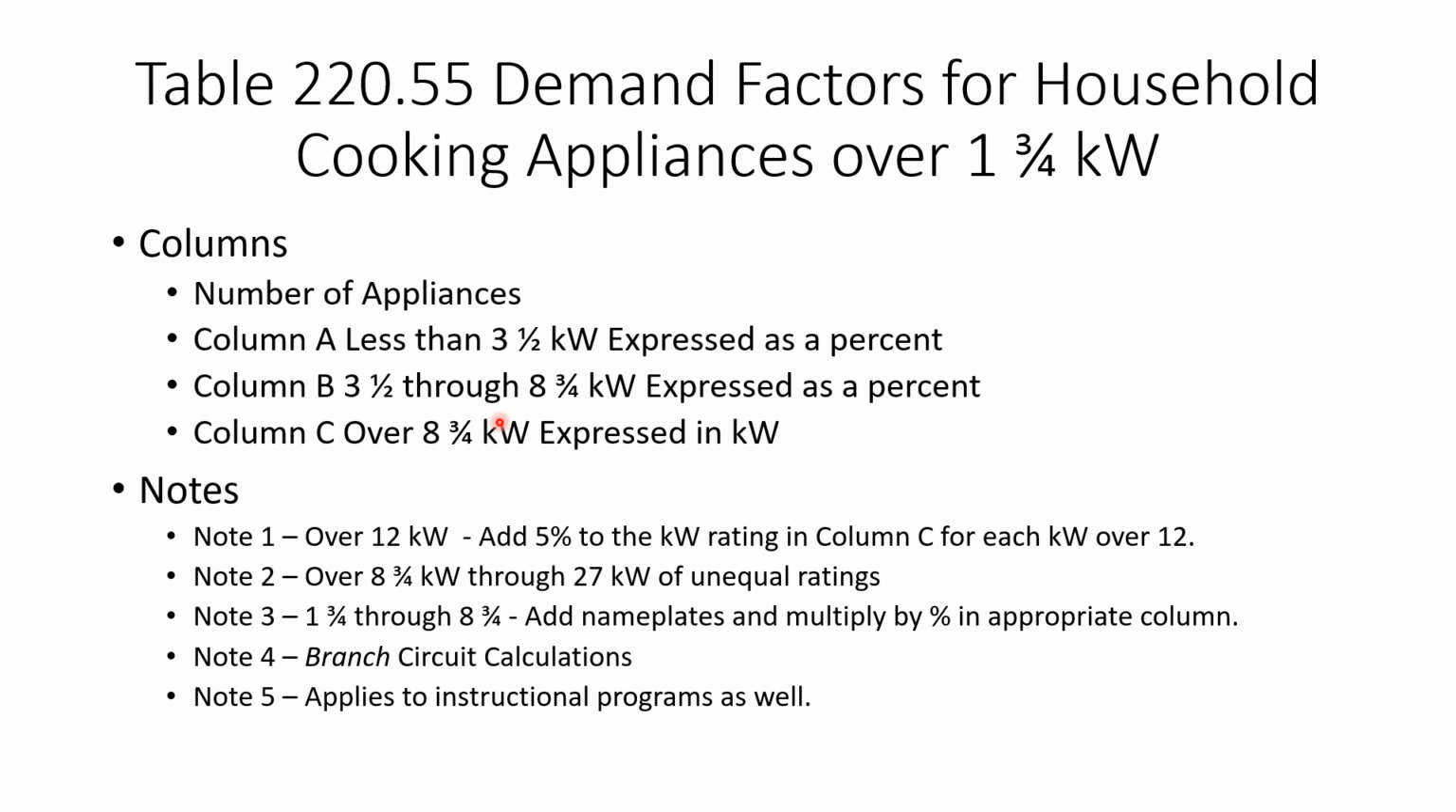Okay. So then we go to column B, and that's between 3.5 and 8 3/4 kilowatts. And it's also expressed as a percent. All right. So column number 1 is the number of appliances you're dealing with. Column number 2 is somewhere over 1 3/4 and less than 3.5 kilowatts. Column B is 3.5 to 8 3/4, and now column C is anything over 8 3/4, and it's expressed in kilowatts, and that's what can be confusing. We're no longer talking about percent; we're talking about kilowatts.